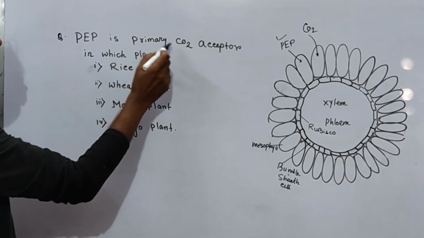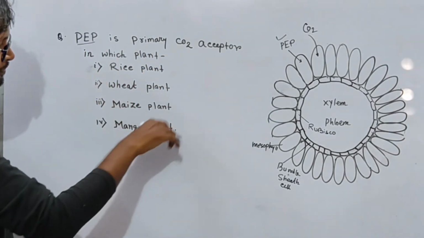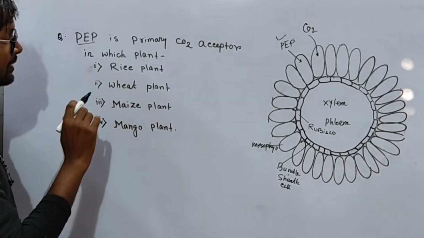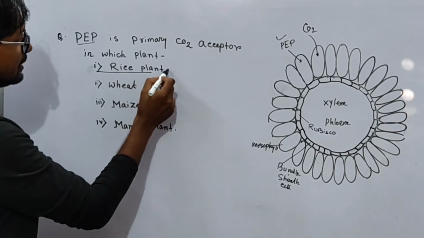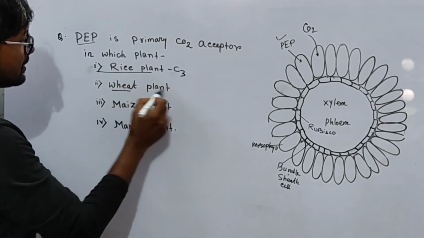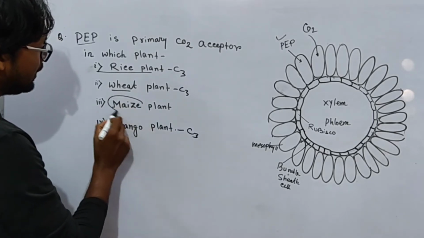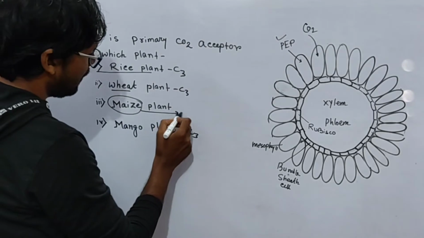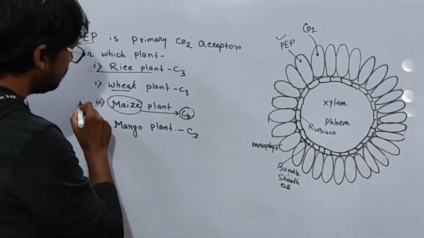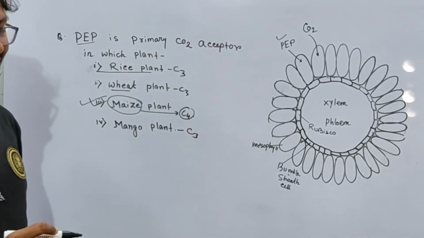Now, PEP is present in C4 plants, so you have to search which one is a C4 plant. You know that rice is a C3 plant, wheat is a C3 plant, mango plant is a C3 plant. Only maize, sugarcane and sorghum are C4 plants. They have PEP as the primary carbon dioxide acceptor in mesophyll cells.